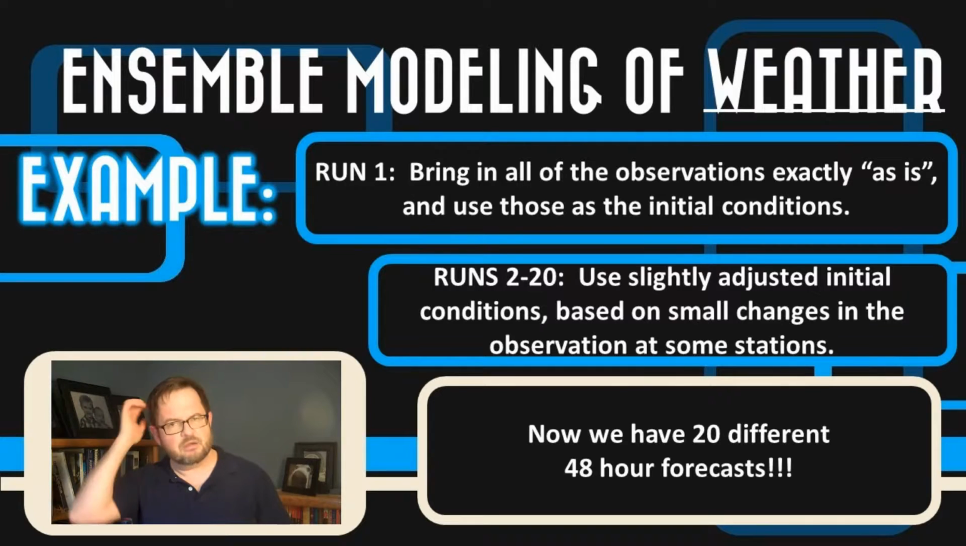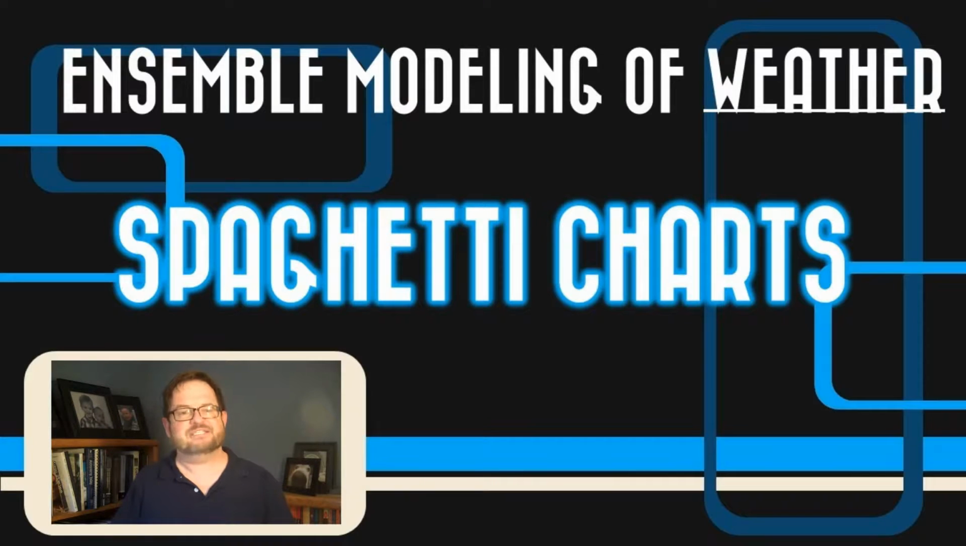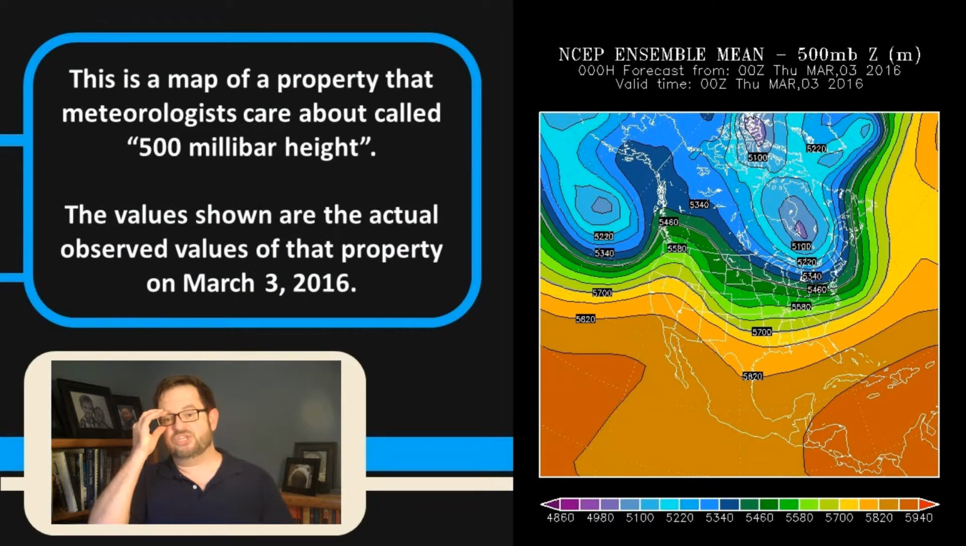Well, that sounds like a nightmare, but that's where the meteorologist comes in and says, different how? What changes? Why are all these models different? How many of them are similar? How many of them are outliers that did something that doesn't look very realistic? How big is the spread between the different models? To visualize that, meteorologists have created a type of weather chart that has a hilarious name. They're called spaghetti charts, as in the pasta dish. Let me show you what a spaghetti chart is going to look like.